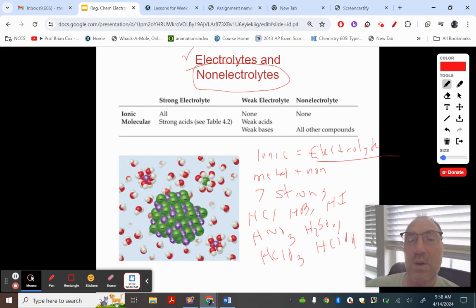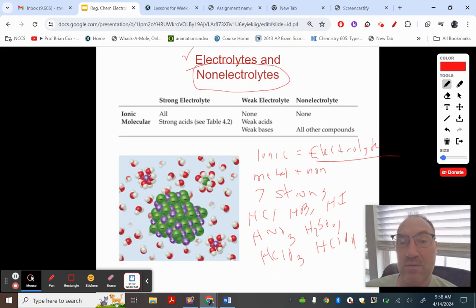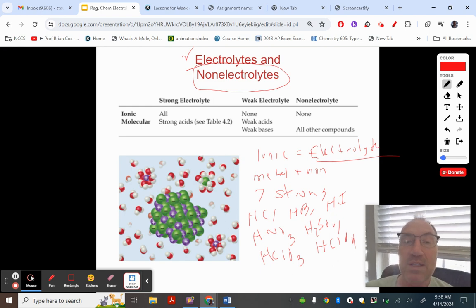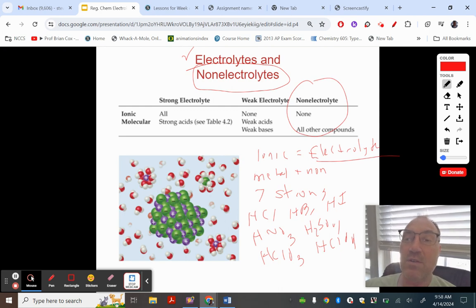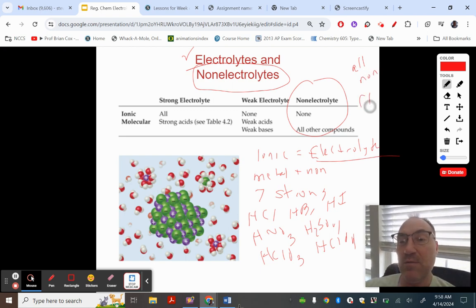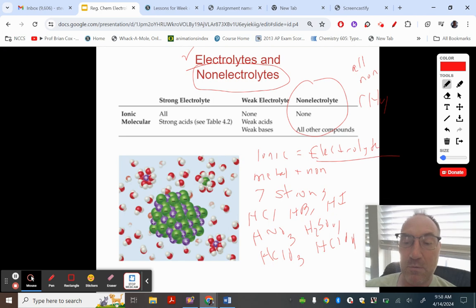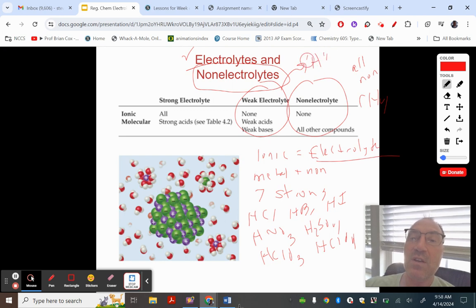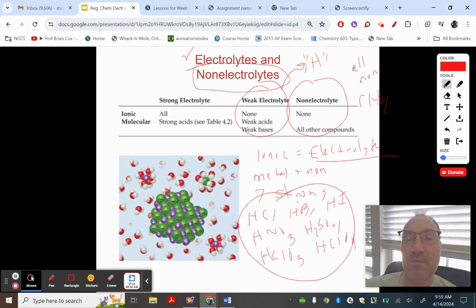So when you put these in water, you get lights out. There's tons of electricity when you test them, so the lights go all the way on. Non-electrolytes are all molecular things, so these are things that usually start with C. They're all nonmetals. For example, CH4 does not conduct electricity if I were able to dissolve it. Weak electrolytes are weak acids, so these are things that start with H that aren't the 7 strong.